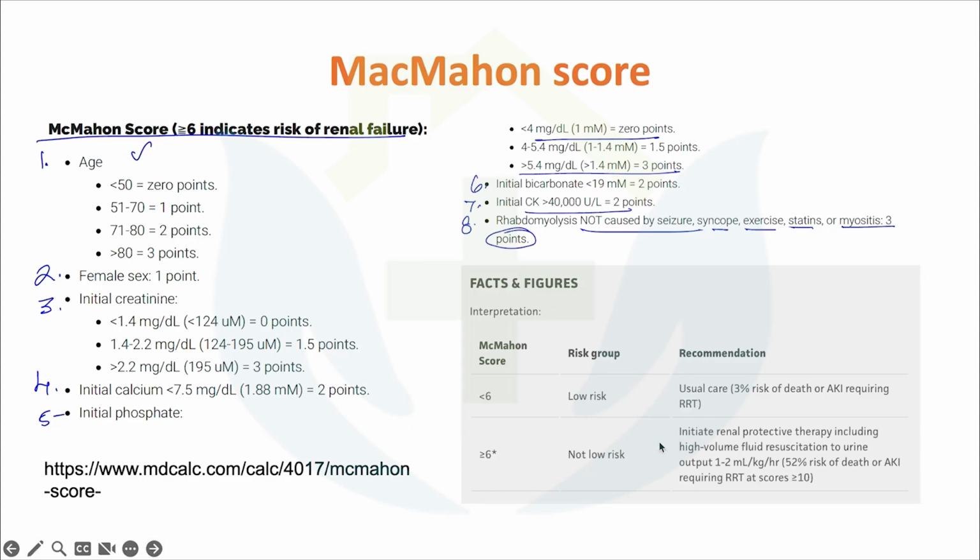If it is more than 6, then it is called not low risk, meaning that you are not sure whether it is rhabdomyolysis or not. You should treat it like rhabdomyolysis with adequate hydration and other associated therapies.